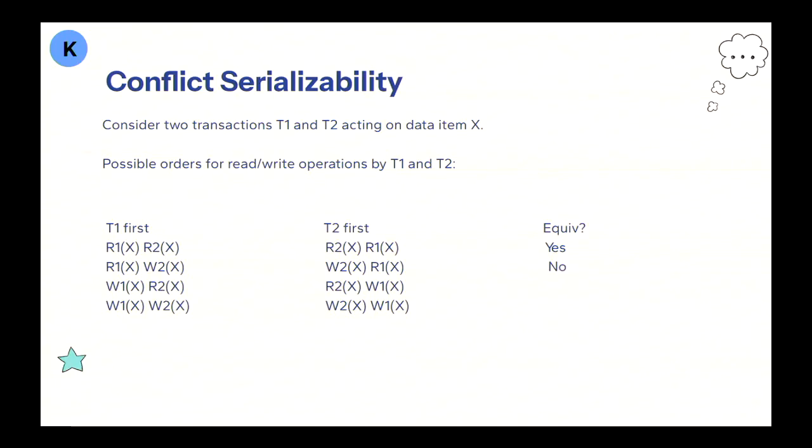No, because the order of writing from T2 will affect what is read by T1. So the result of reading X from T1 is affected by the order of the write. Similarly, this one is also not the same. And what about the last one? Both of them are writes, but they are in different orders. Are they equivalent?